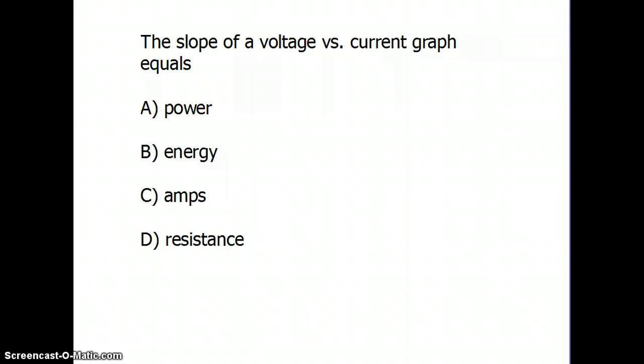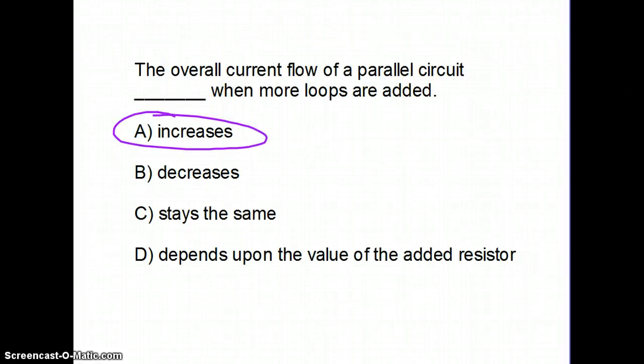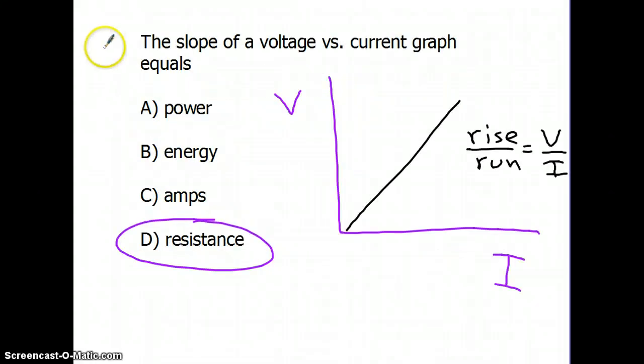If you remember the lab we did, when plotting voltage versus current, the slope of that graph would equal what quantity? The correct answer is resistance. Remember, slope is rise over run. You would get voltage divided by current flow, which, using Ohm's law, leads to resistance.